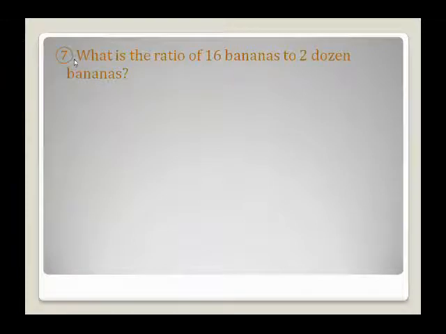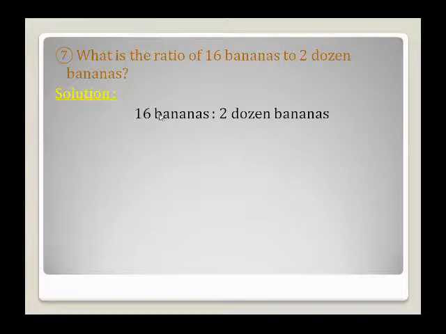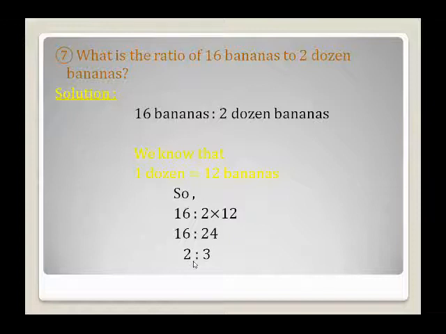Okay, students. Here we have the question number 7 from the same exercise. What is the ratio of 16 bananas to 2 dozen bananas? Okay, here we have started solution. First of all, 16 bananas ratio to the 2 dozen bananas. Now, we know that 1 dozen is equals to 12 bananas. So, 16 ratio 2 multiplied by 12. Now, 16 ratio 24, and after simplification we get the answer 2 ratio 3.